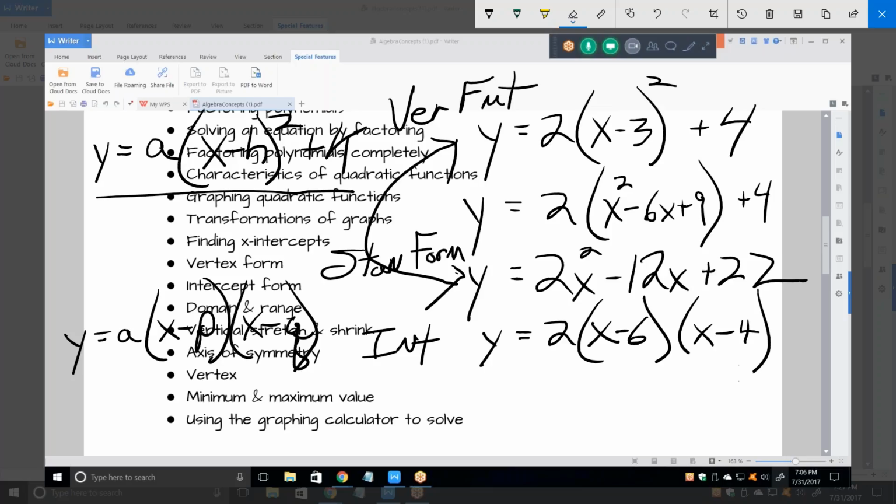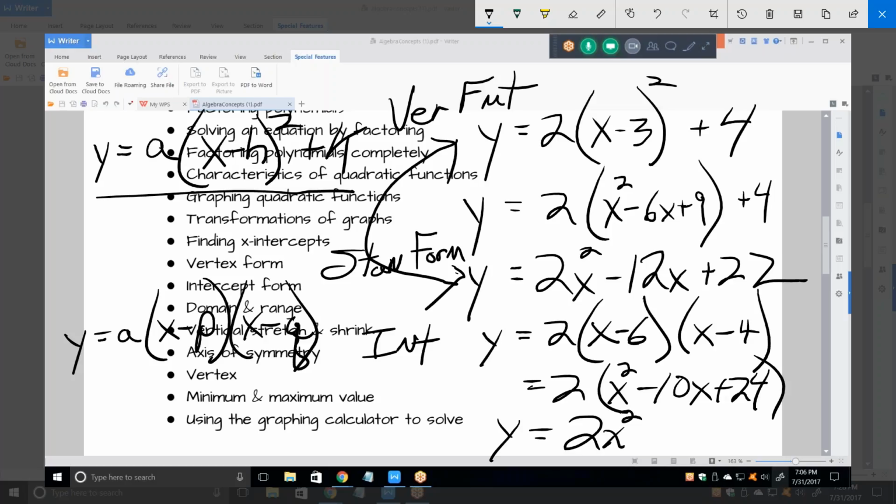So this is a valuable format, but again, I could take this and multiply it out and get it into standard format. If I multiply these two binomials together, I get x squared minus 4x minus 6x, so that's minus 10x plus 24. Now if I distribute, I get this. Again, these two are the same.